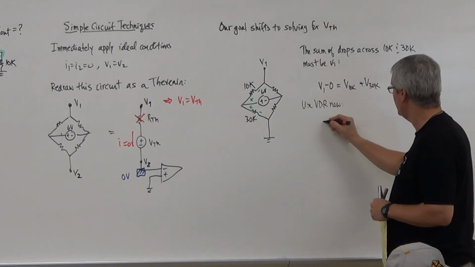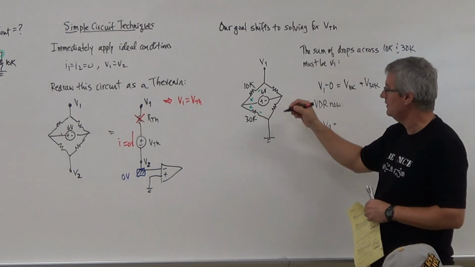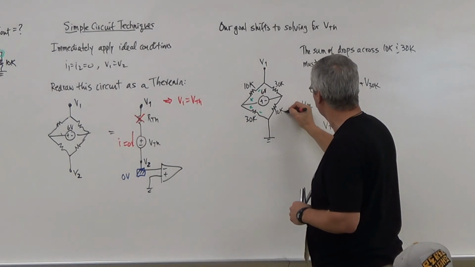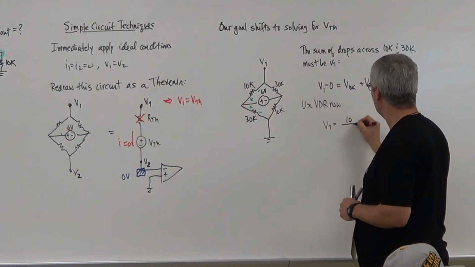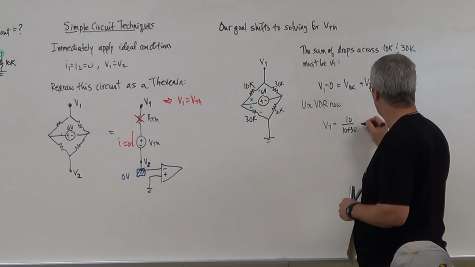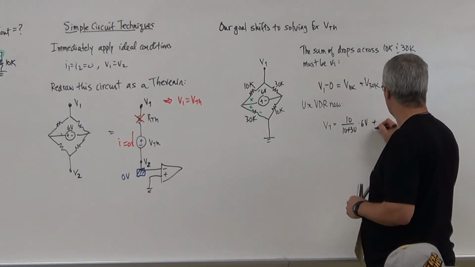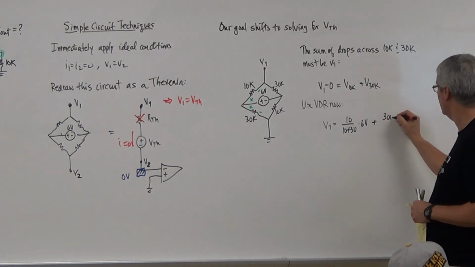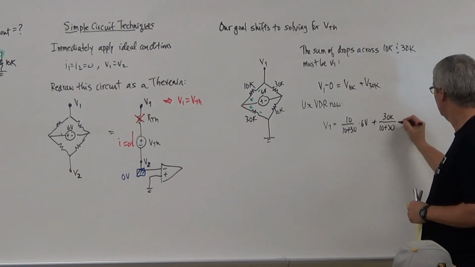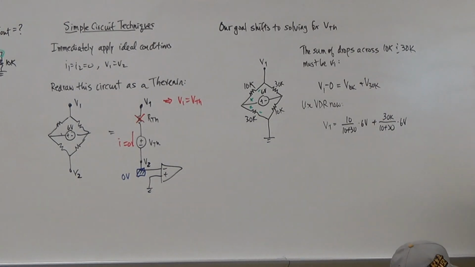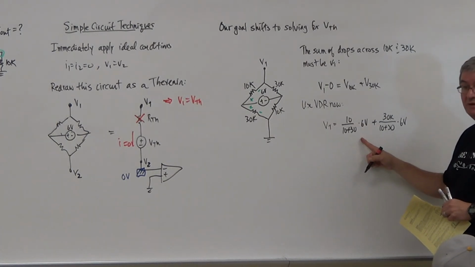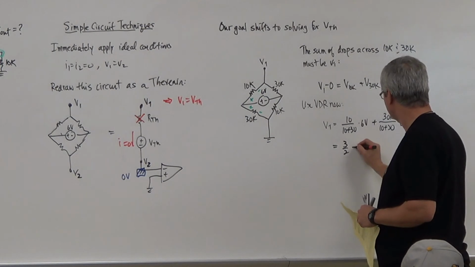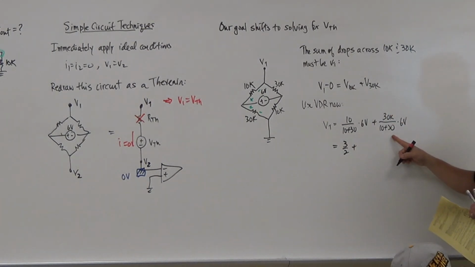So if I use VDR, I know that V1 must be what? If I focus on the 10, this is a 30K, and this is a 10K. So that drop here has to be 10 divided by the sum, times 6 volts. And then if I look at the 30, it's got to be 30K divided by 10 plus 30 times 6 volts. And what do I get here? I get 10 over 40, which will give me 1/4. 6 over 4 should give me 3/2. And then this guy will give me 30 over 40, which is 3/4.